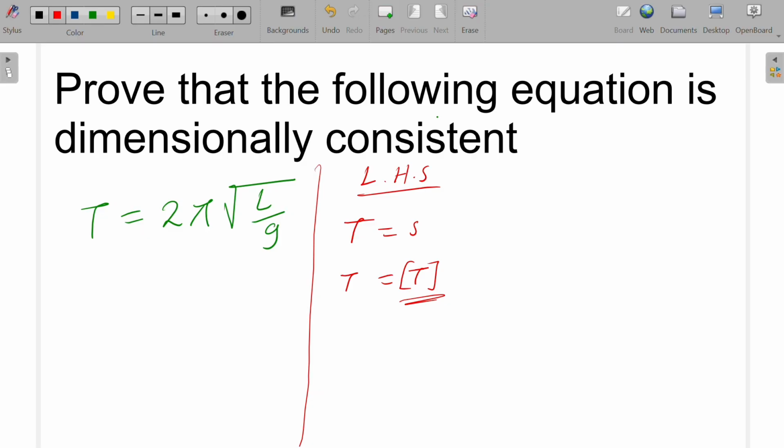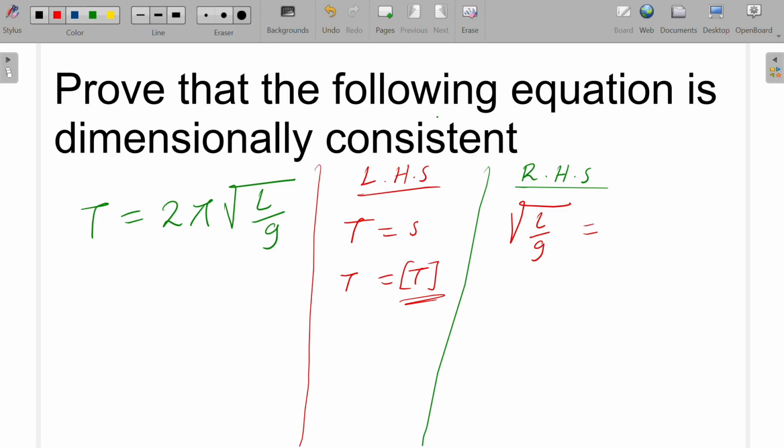Let's check on the right hand side. On the right hand side, we have 2 pi square root of L over g. Now 2 pi is a constant, 2 is a constant, pi is a constant. So here we don't consider any constants. When you're dealing with dimension analysis, no constants are considered. So we are just focusing on the square root of L over g.